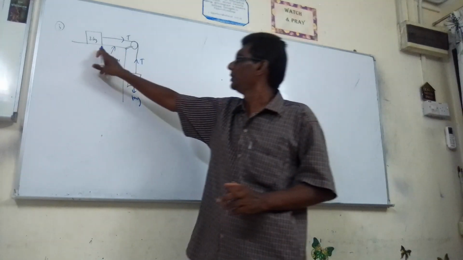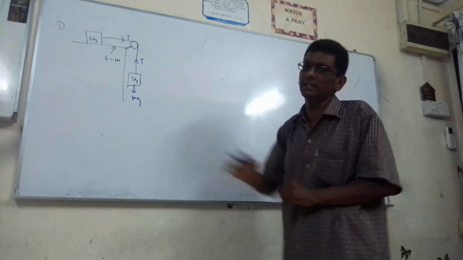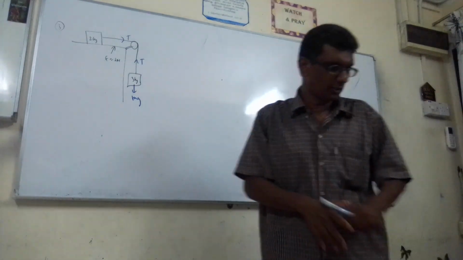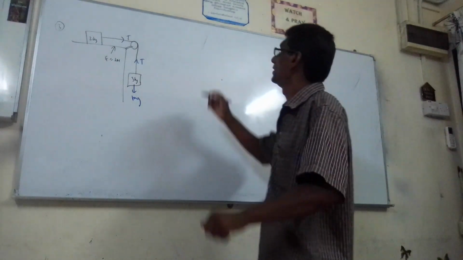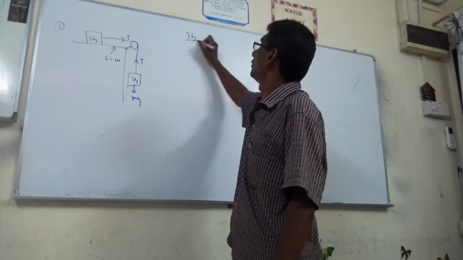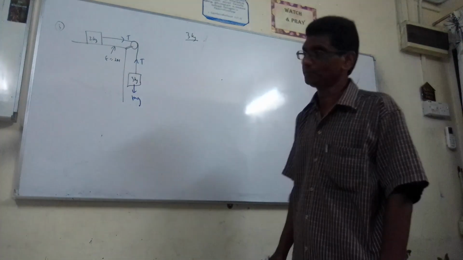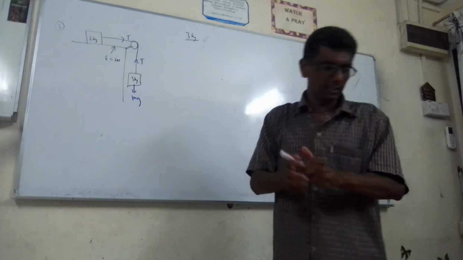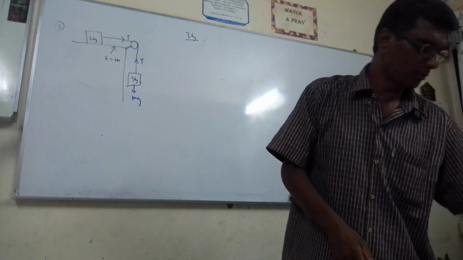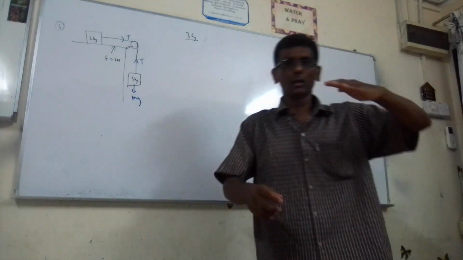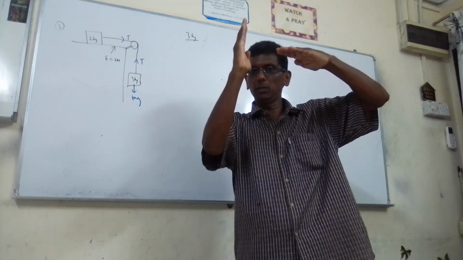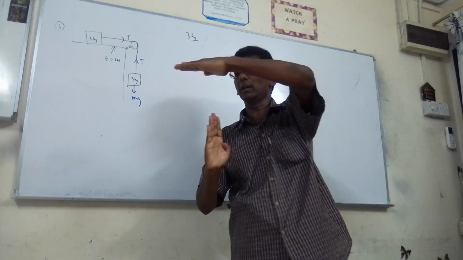So this question we have to do a little bit differently. First of all, we consider the forces on the 3 kg. This is how the objects will move: the 3 kg moves down and the 2 kg moves this side.